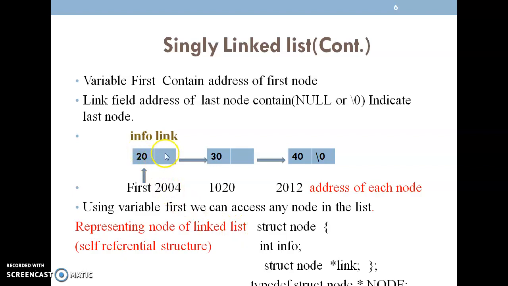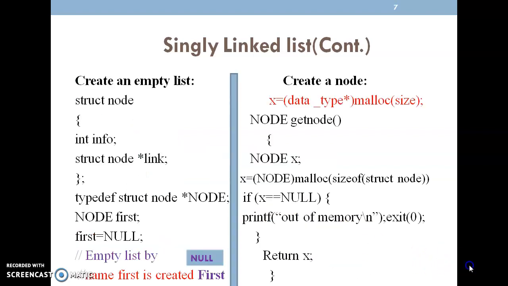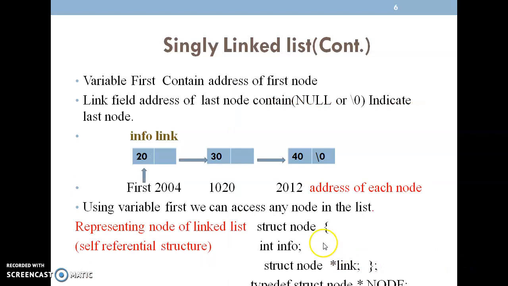Like information and link, that will be defined inside a structure, struct node. Here I'm going to store an integer value, so I'm taking integer info. Then struct node star link, the link contains the address of the next node. The reason I have taken struct node is that the next node is also of the same type as the previous node.